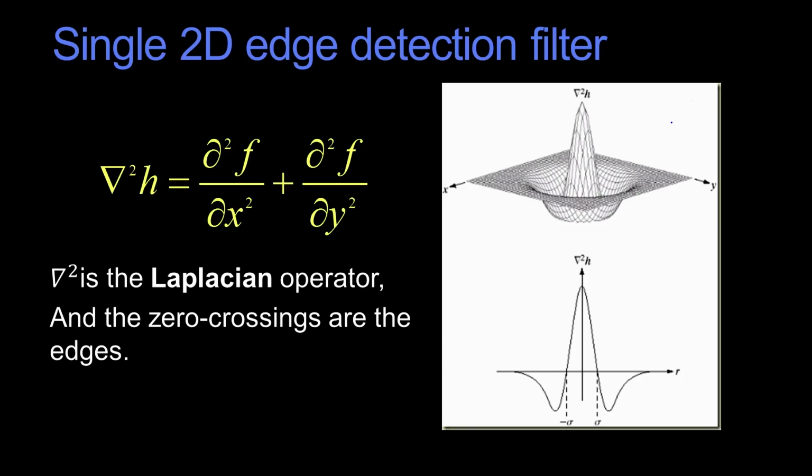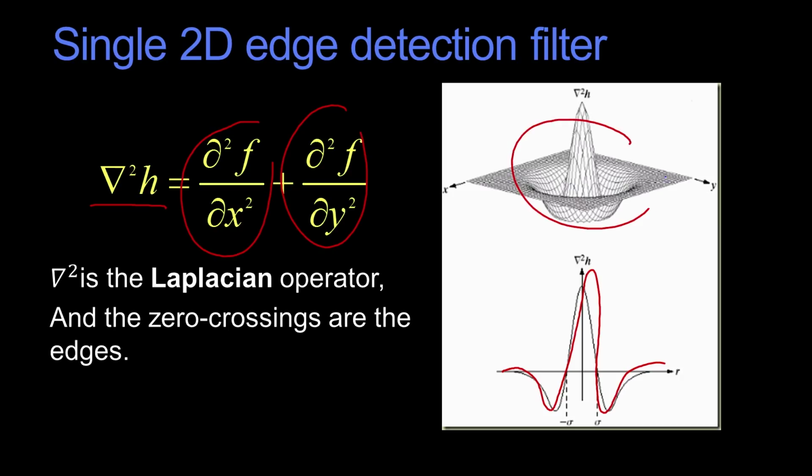The Laplacian operator shown here is the second derivative of f with respect to x squared plus the second derivative of f with respect to y squared. And that's what actually gives you this Mexican hat operator symmetrically. And if you apply that to the image and you take the zero crossings, you will get your edges.